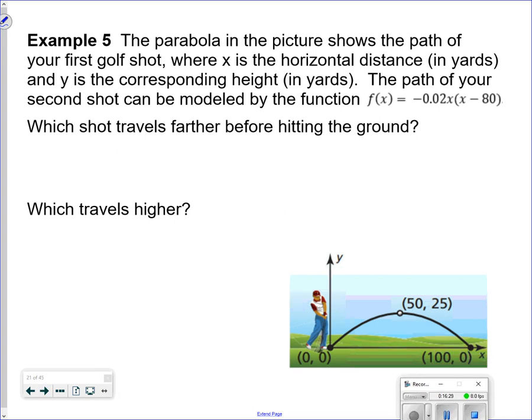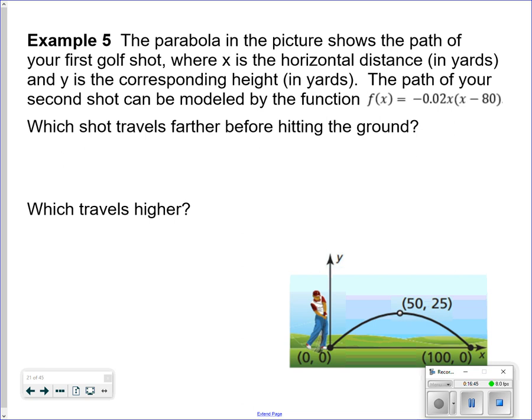The first shot went 100 yards. All right, I'm going to apologize for the interruption there. The first shot on the picture went 100 yards, and then it went up. After 50 yards, it was up at 25 yards. So again, the picture is your first shot.